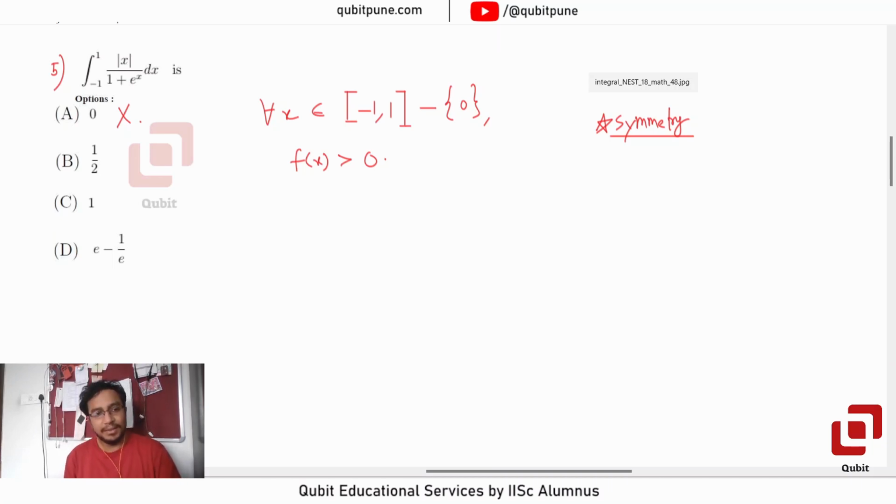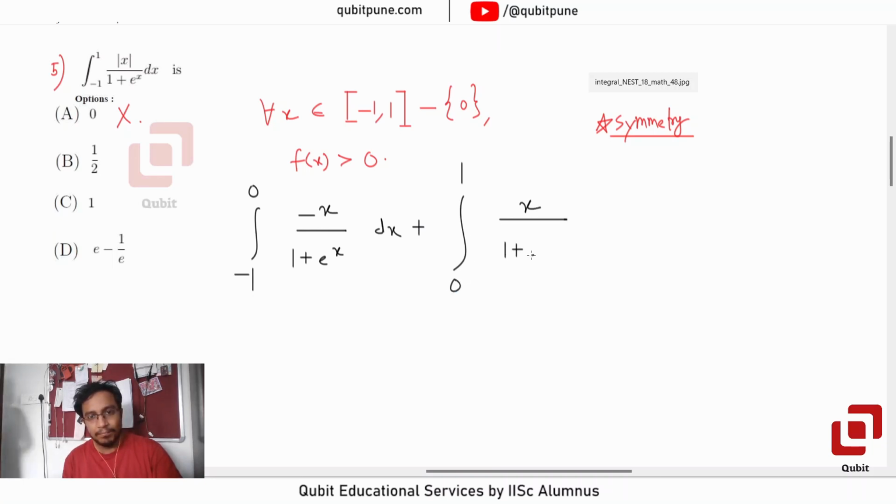How to decide that? Our obvious first step would be splitting the interval into -1 to 0, where mod x will be negative x, plus 0 to 1, where mod x will be x. Correct? Now after this, any suggestions from your side? What can be done?